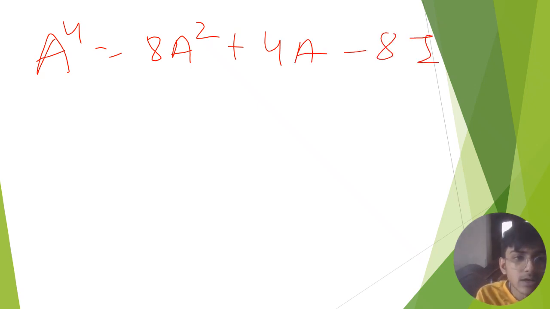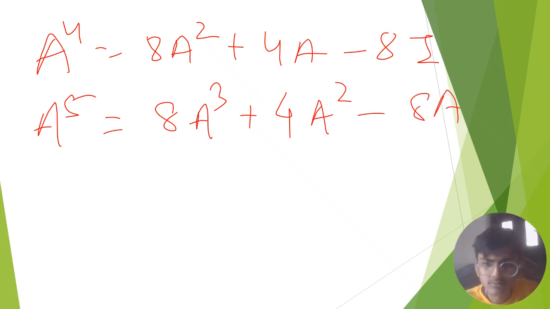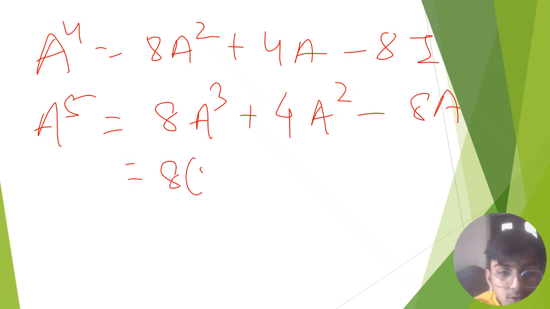Now again pre-multiplying by a, 8a cube plus 4a square, minus 8a. Now again putting a cube, what will be 2a plus 4a plus 4i. 2a square, okay, 2a square plus 4a plus 4i.